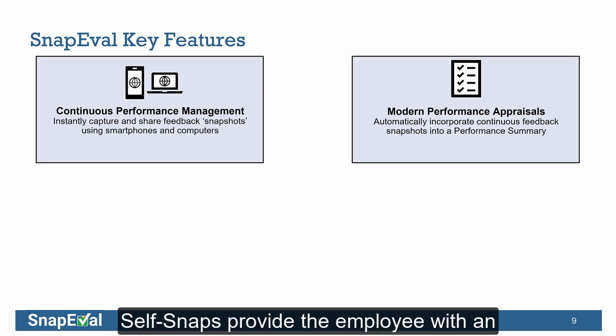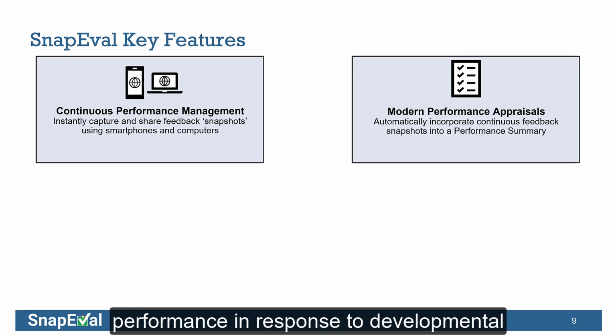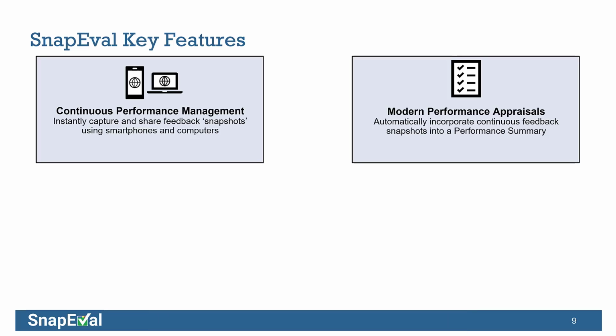Self-snaps provide the employee with an opportunity to create a self-assessment. Snaps from managers and peers that are shared with the employee during the year provide the employee with an opportunity to continue to excel in response to positive snaps or improve performance in response to developmental snaps, long before the performance review meeting with the manager.